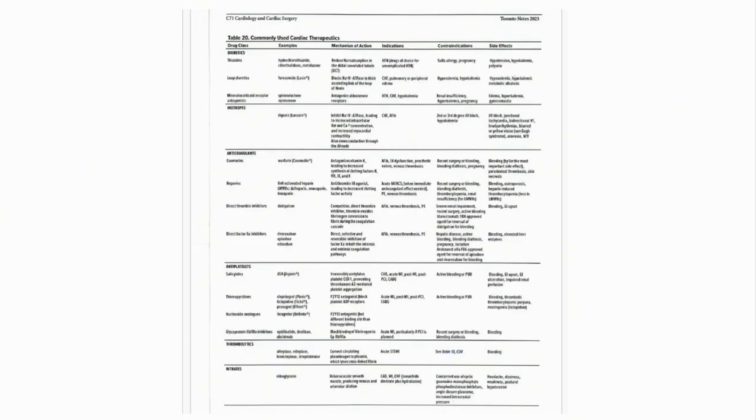Thienopyridines. Examples include clopidogrel, ticlopidine, and prasugrel. These drugs block the P2Y12 ADP receptors, preventing platelet activation. Common indications are acute myocardial infarction following PCI and following CABG. Major adverse effects include bleeding, thrombotic thrombocytopenic purpura, neutropenia, particularly with ticlopidine.